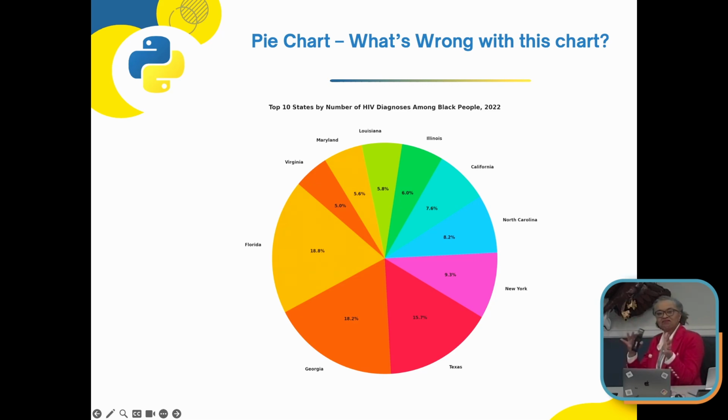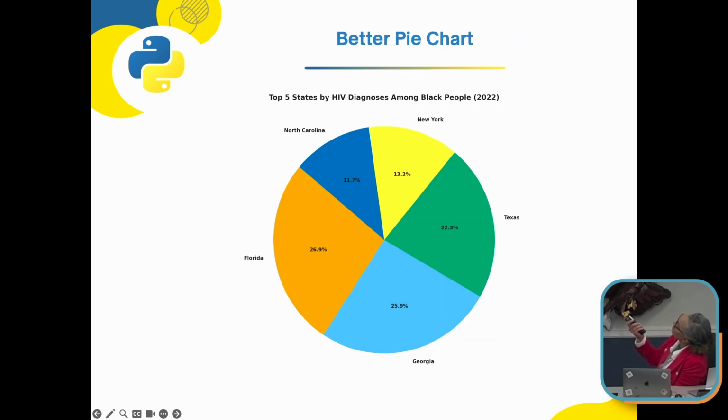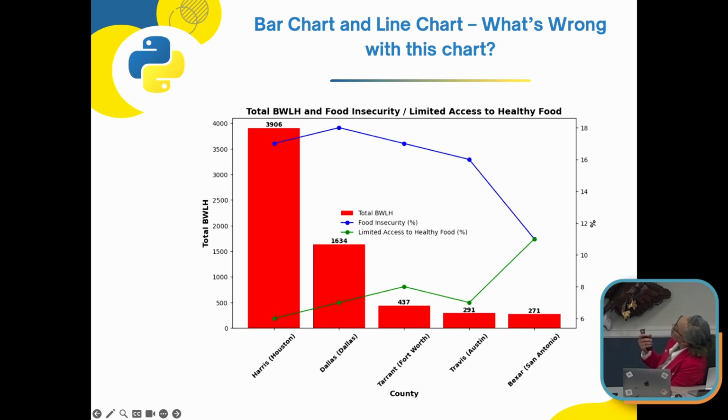Now the text, to me, that could be hit or miss. I think the text is okay. All right, next chart. This is a little better, I think, in terms of color, in terms of slices. Yeah, better representation there. All right, let's go to our next one.